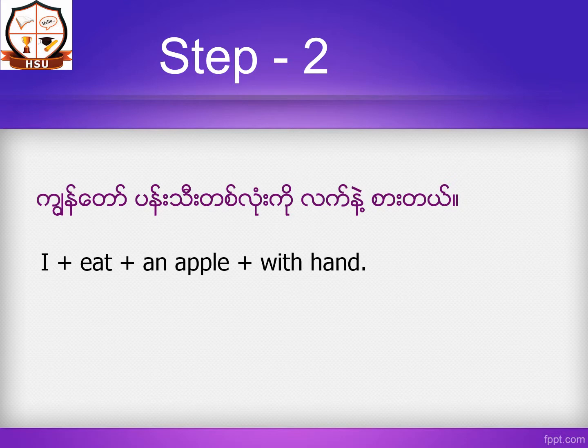Okay, step two. Sentence construction. So now, let's put it on the long sentence. So now, the subject is I. The verb is eat. The object is an apple. Let's add with hand. I eat an apple with hand. That's a C1 today. So now, the long sentence is: I eat an apple with hand.